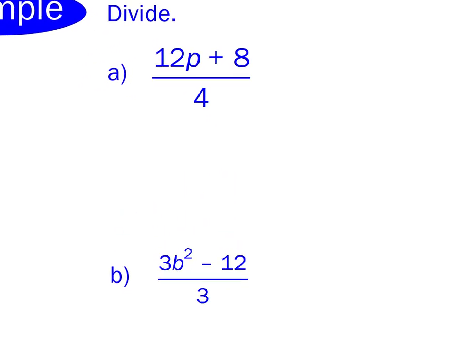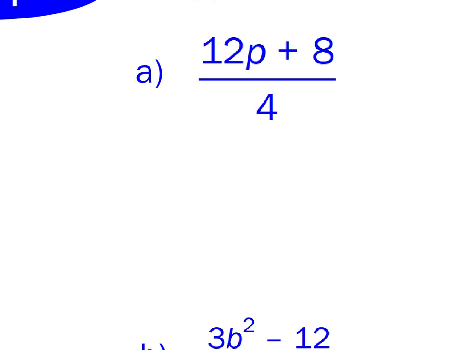So let's draw 12p plus 8. How do I draw that? And so when you said 12 rectangles, I didn't hear anything about shading. Shaded, and 8. What kind of squares? Little squares. Okay, great. Let's do it.